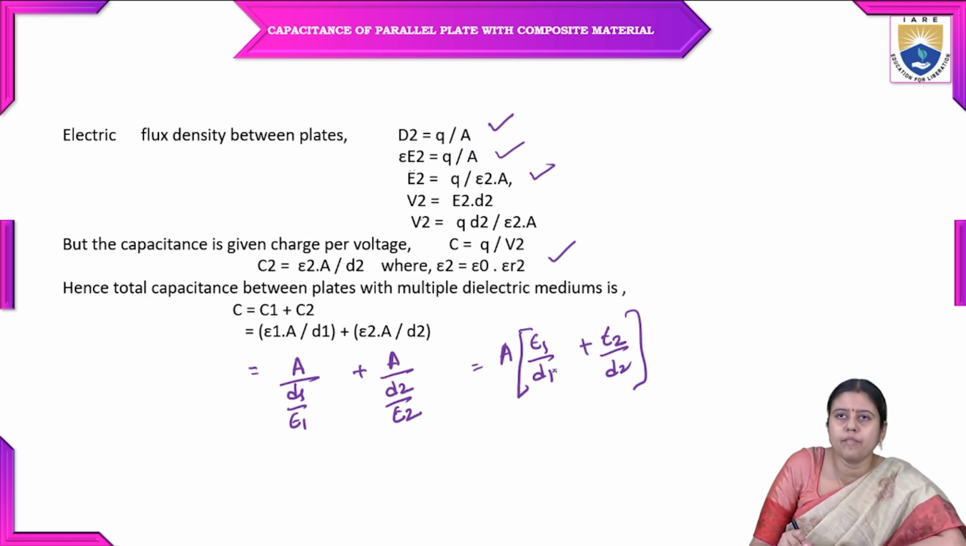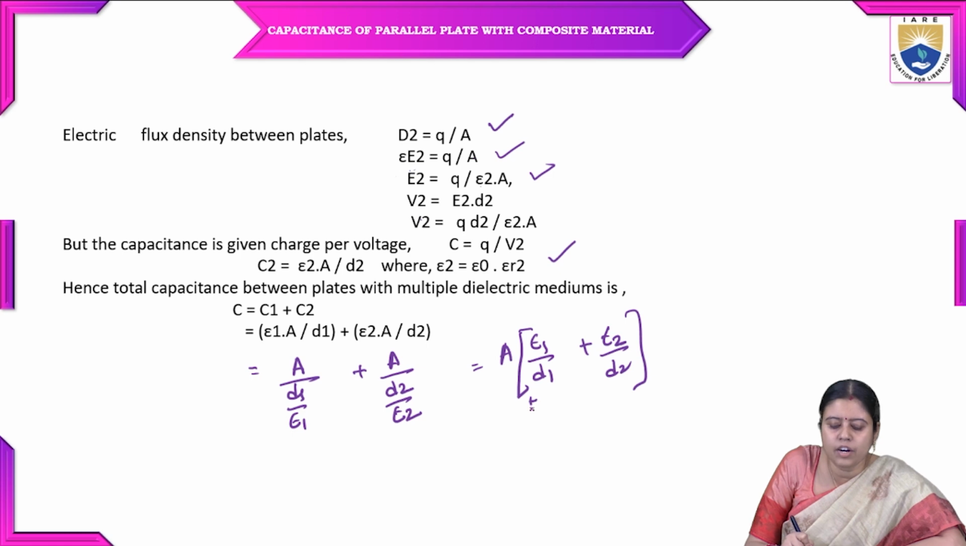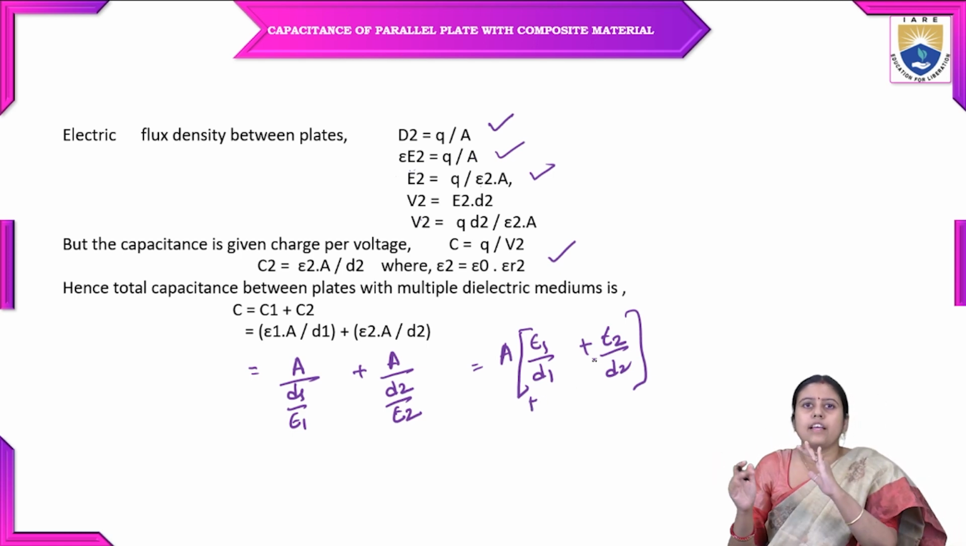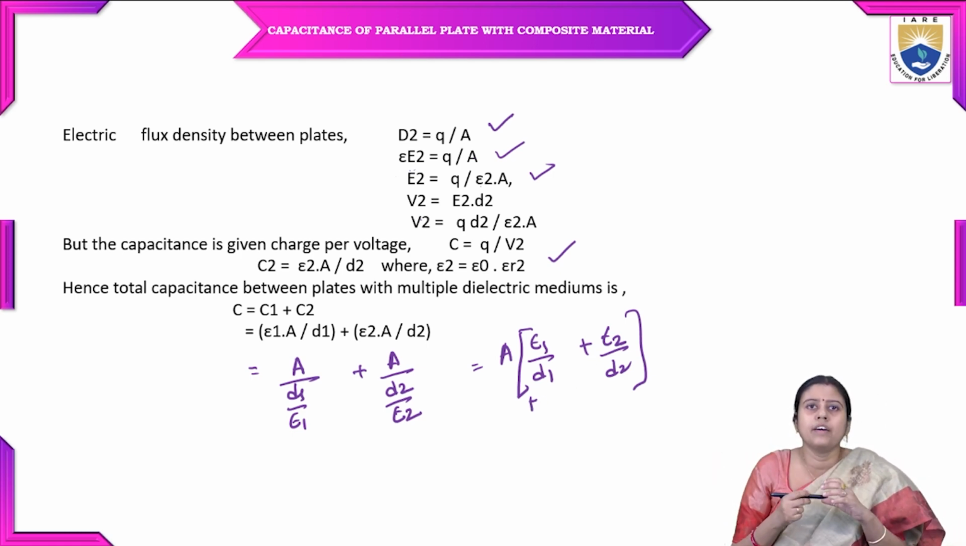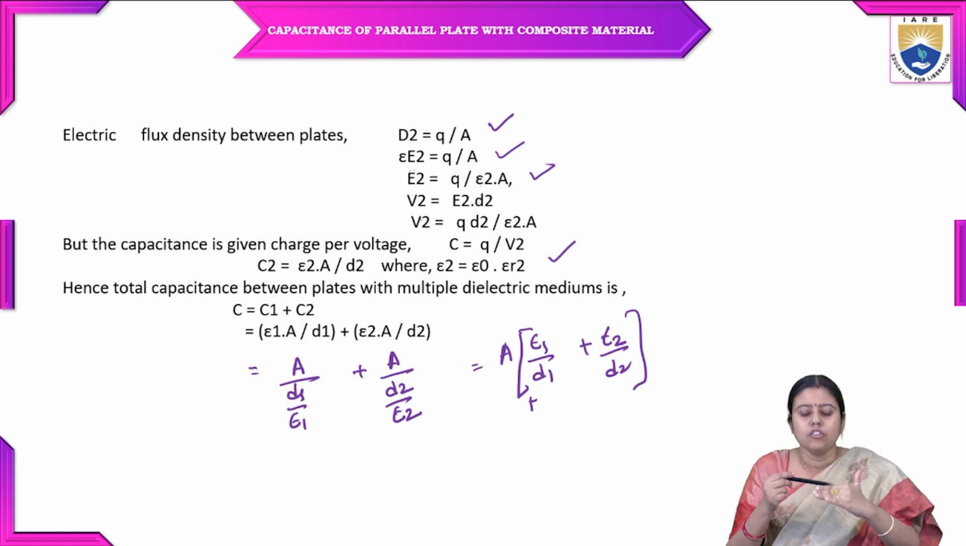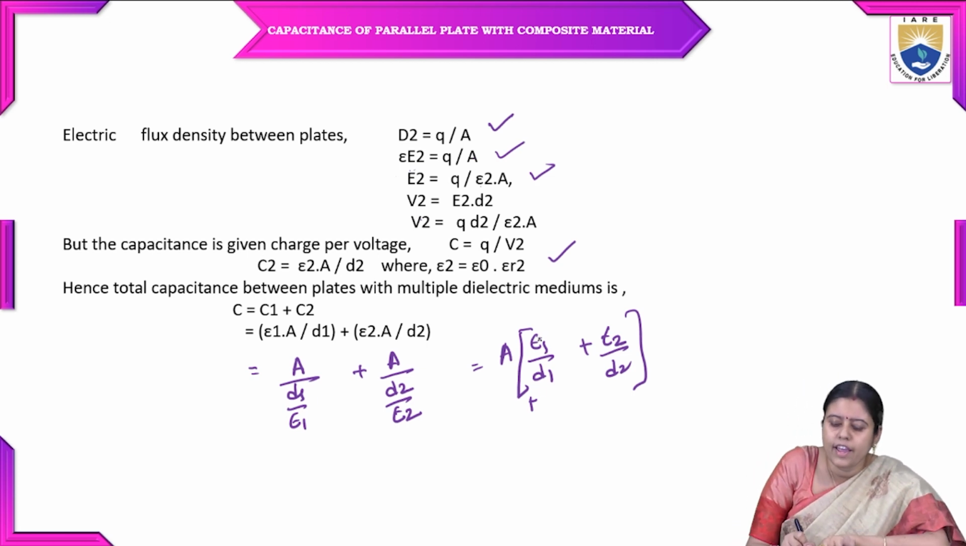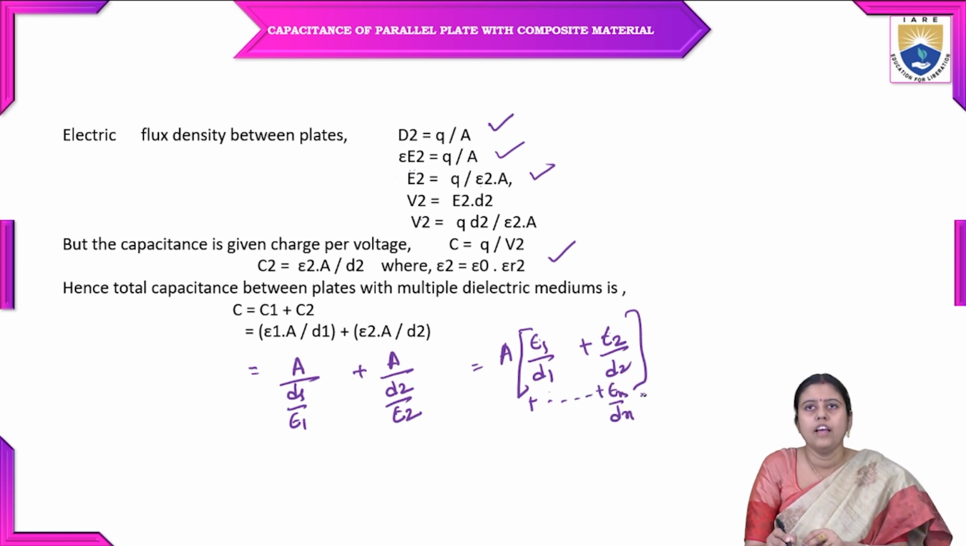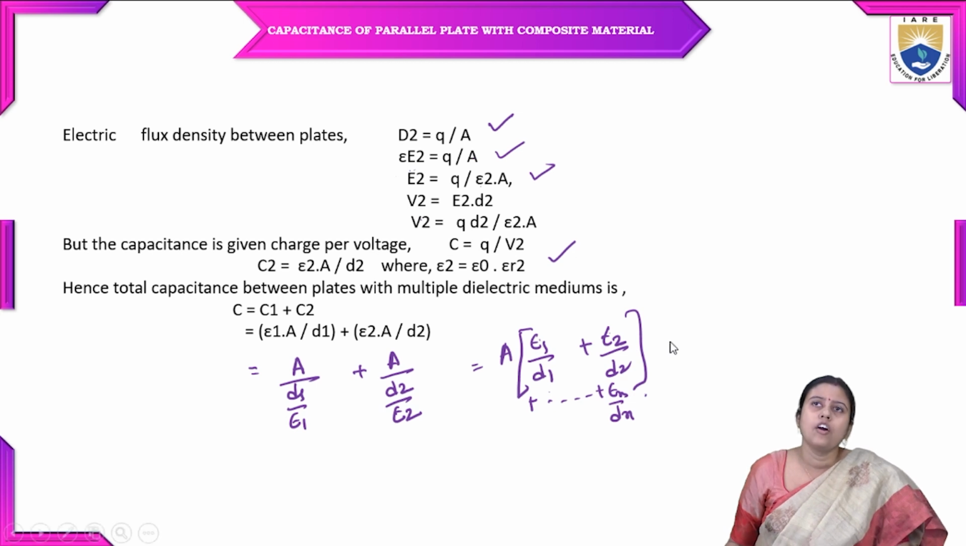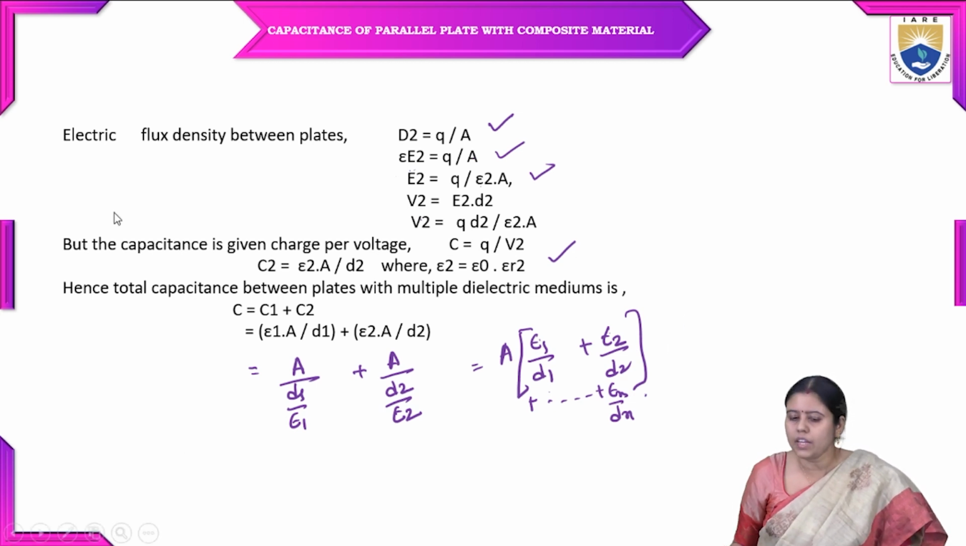If there are n number of composite materials, like if we take the example of an electrical underground cable. First is the copper conductor, on which there is impregnated paper. Next is the polyvinyl coat. So there are different dielectrics. So we can write epsilon 1 D1 plus epsilon 2 D2 up to epsilon n by Dn. So this is the capacitance for a composite material.